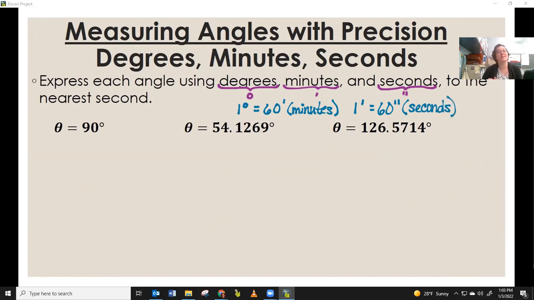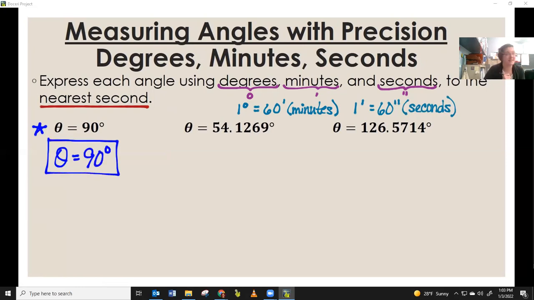Using degrees, minutes, and seconds gets used a lot in navigation. So if I wanted to express these angles, getting them to the nearest second using degrees, minutes, seconds, the first one is already precise. This one, theta equals 90 degrees. It doesn't get more precise than that.